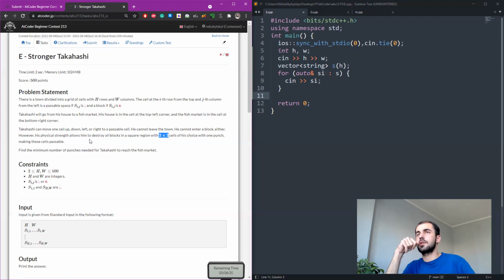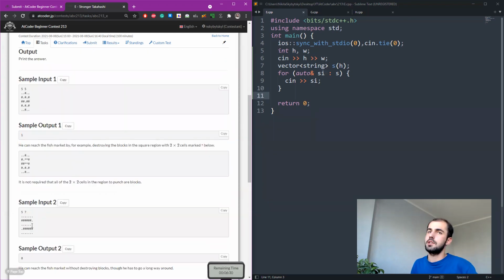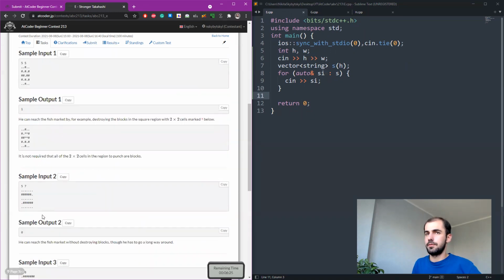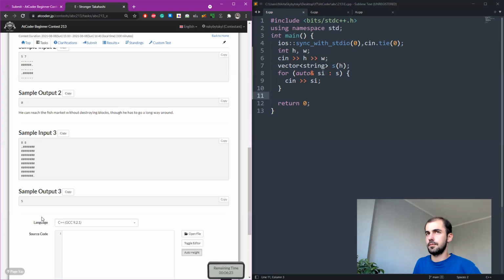DP should not work, because this test clearly shows that there are strange paths that go like this. So it's a graph problem. It's a graph problem for sure.